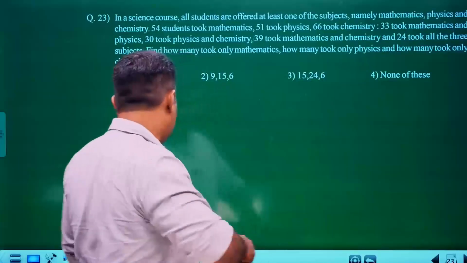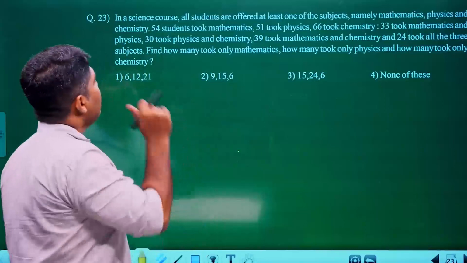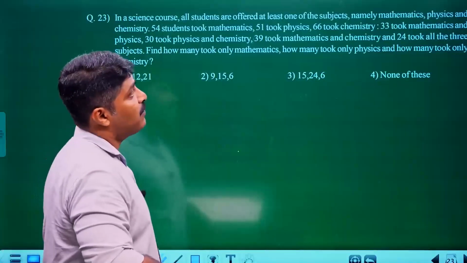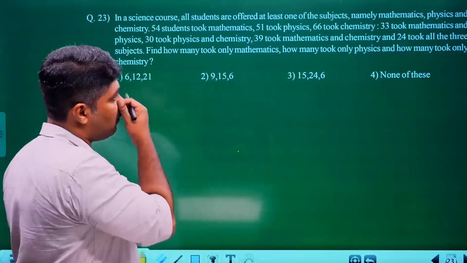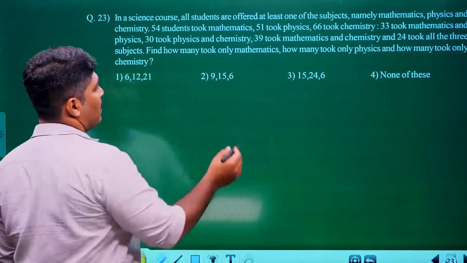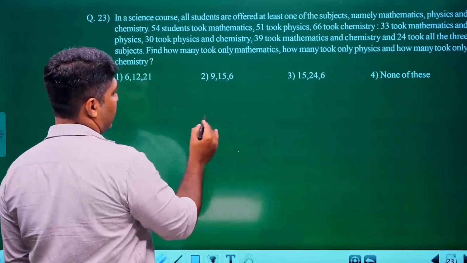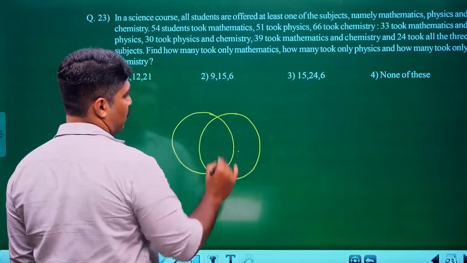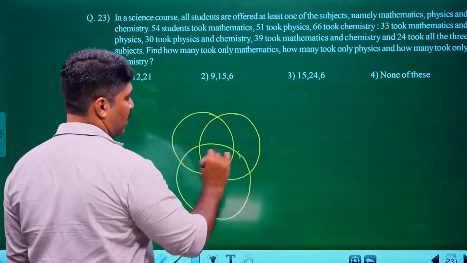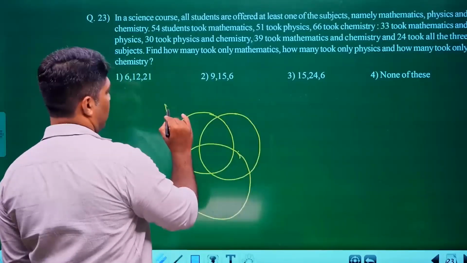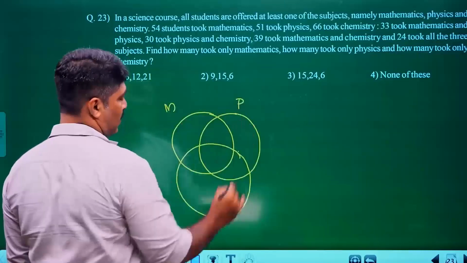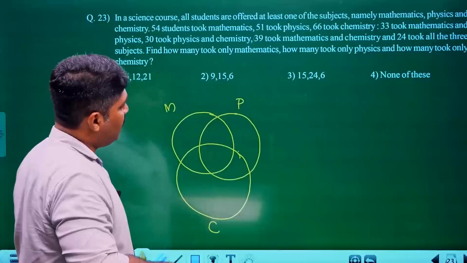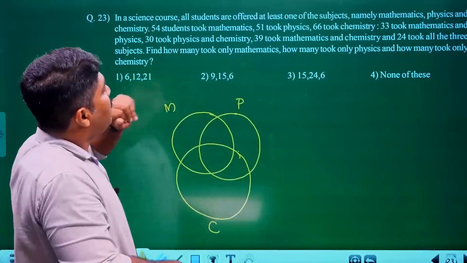So then the 23rd question here. In a science course, all students are offered at least one of the subjects, namely mathematics, physics, and chemistry. So here it's a question from one diagram. So here mathematics, physics, and chemistry. So this is mathematics, physics, and chemistry. Got it? So then we just consider these numbers.